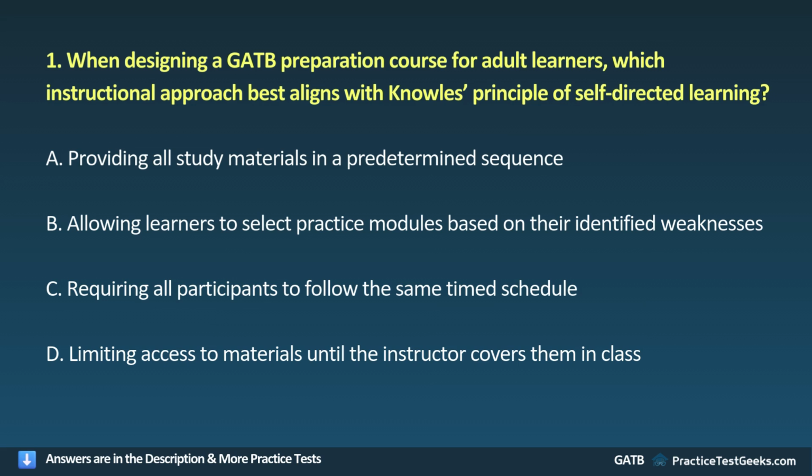1. When designing a GATB preparation course for adult learners, which instructional approach best aligns with Knowles' principle of self-directed learning? A. Providing all study materials in a predetermined sequence. B. Allowing learners to select practice modules based on their identified weaknesses. C. Requiring all participants to follow the same time schedule. D. Limiting access to materials until the instructor covers them in class.